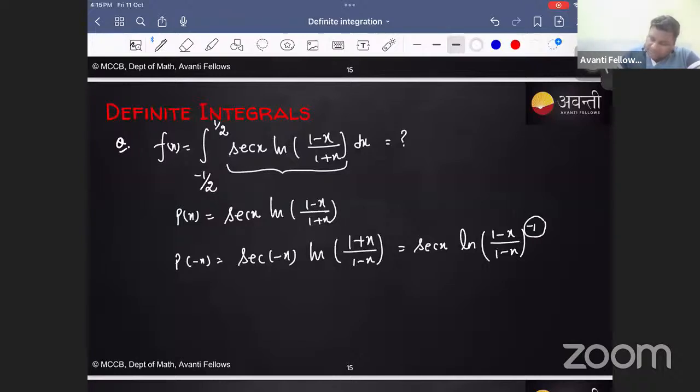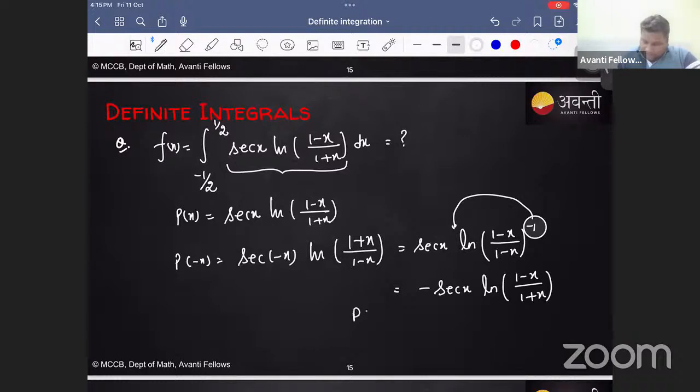Now this minus 1 according to the property of log can be taken out. So it is minus of sec x ln of 1 minus x upon 1 plus x. So that means p of minus x is minus px. That means px plus p of minus x is 0. So if it is so, that means it is an odd function and integration of odd function from minus a to a always goes 0. Have a look at it.